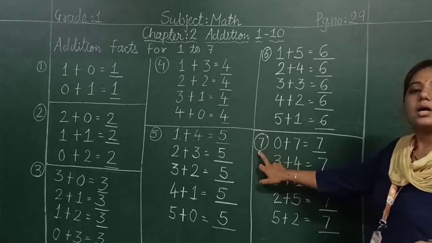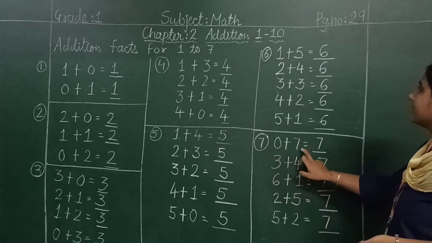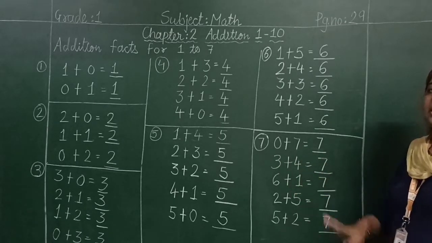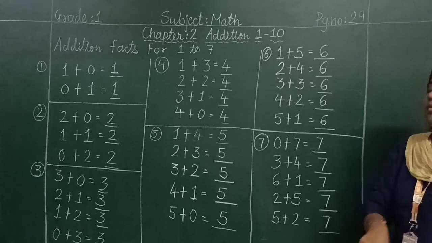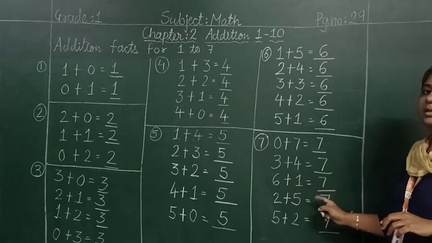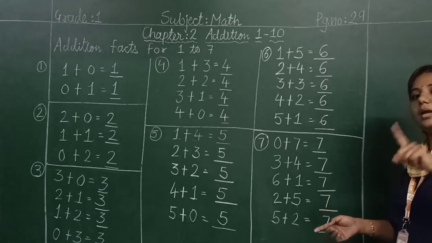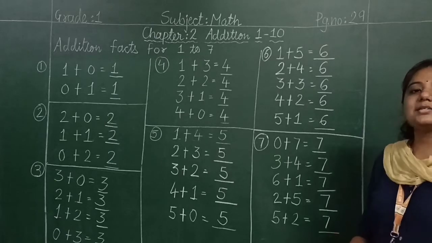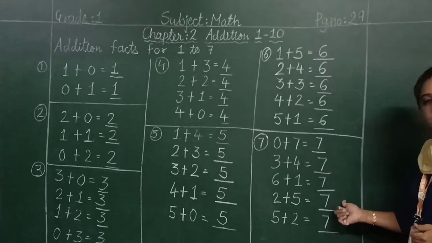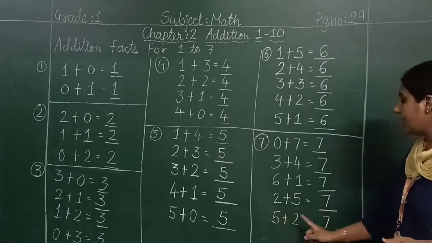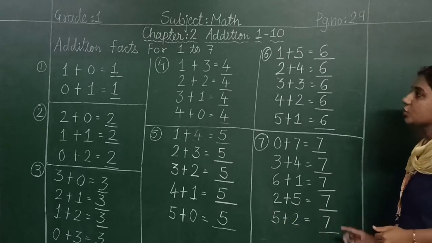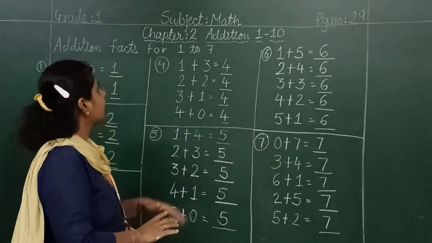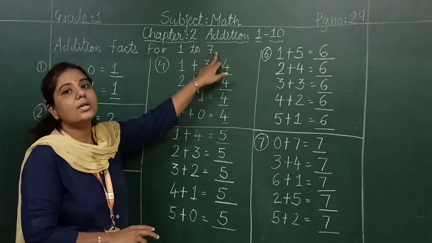After 6 number comes 7 number. 0 plus 7, 7 only. 3 plus 4, it makes 7. 6 plus 1, same answer, 7. 2 plus 5. What is your answer? 7. Iska ulta 5 plus 2, 7. So these are the addition facts for 1 to 7 numbers.